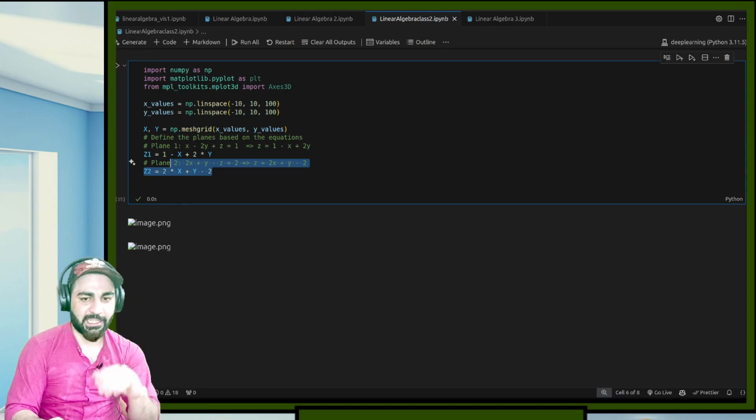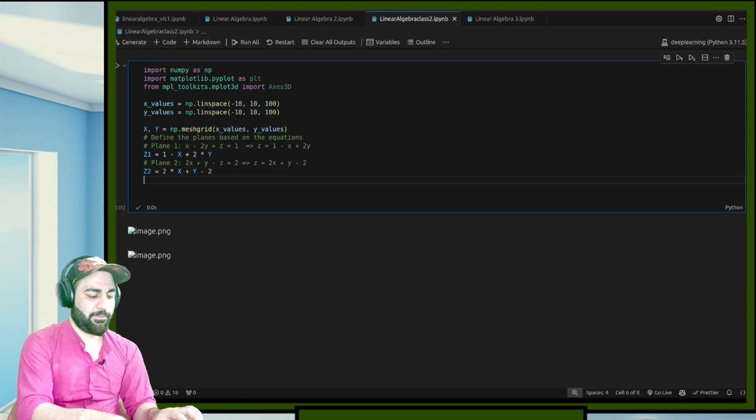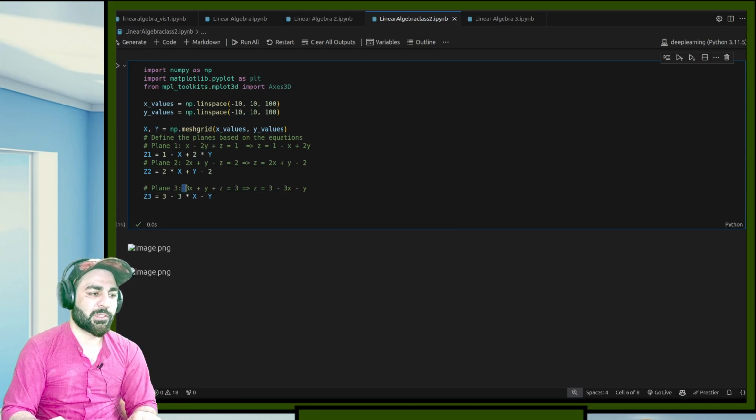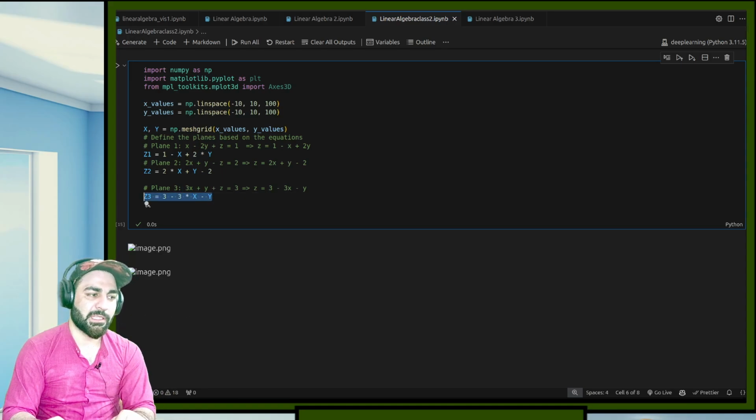I just rearranged the terms, and now we'll come to plane 3. Okay, now you can see that this is my plane 3. This was 3x plus y plus z is equal to 3. I rearranged for the z term and got the values of z3. Now I have to plot them.